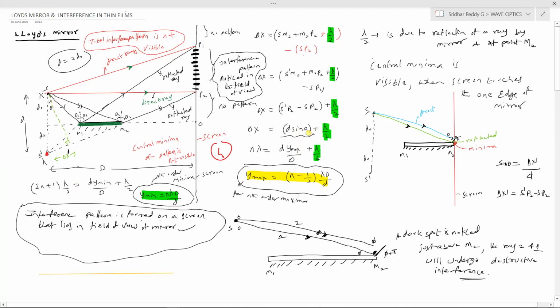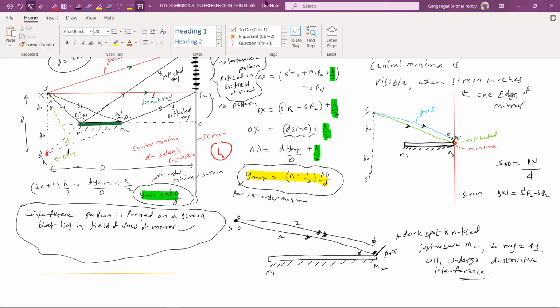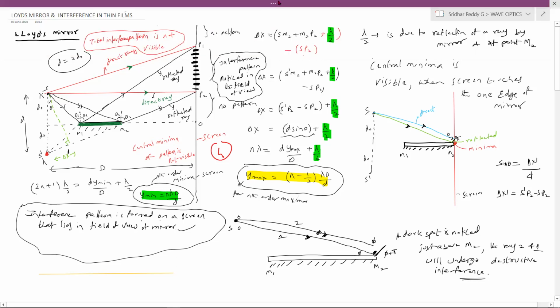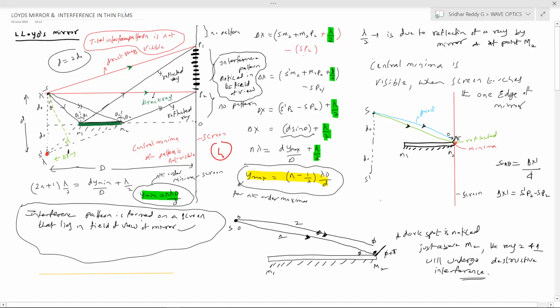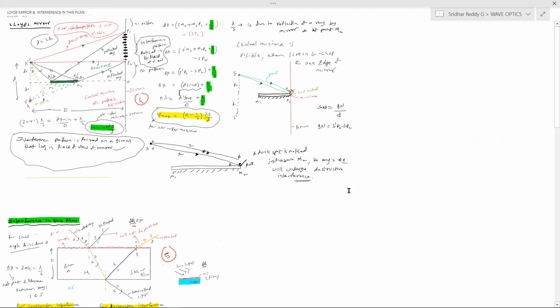Further, theta is very small, so sine theta will become tan theta, and tan theta from the triangle will become equal to y by capital D. So from where are you writing tan theta equal to y by D? I think I should generate one more triangle for this. Are you able to see? So now let me.